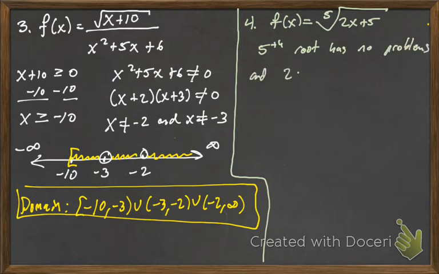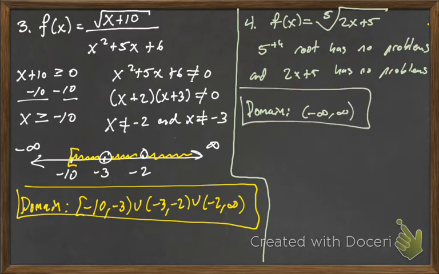And the 2x plus 5 has no problems. Problems being dividing by 0 or taking square roots of negatives. So we don't have either one of those. And so the domain is all real numbers, negative infinity to infinity. Okay.